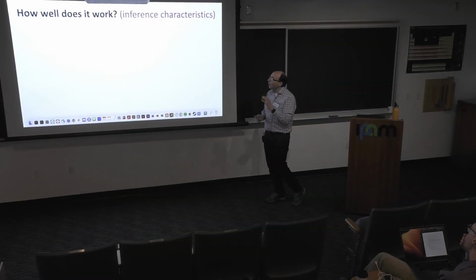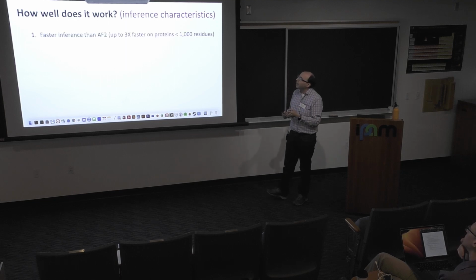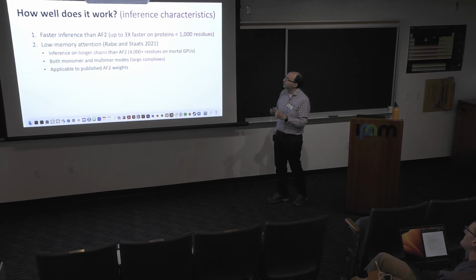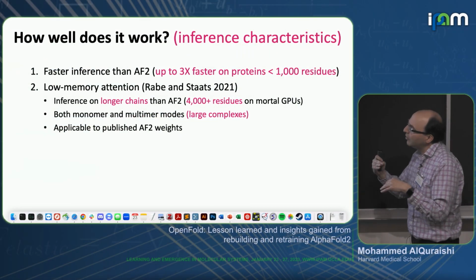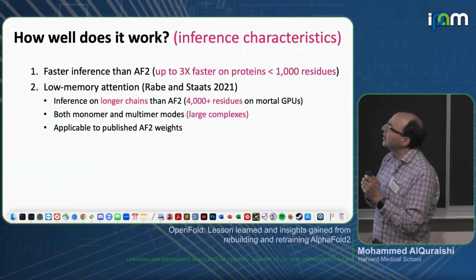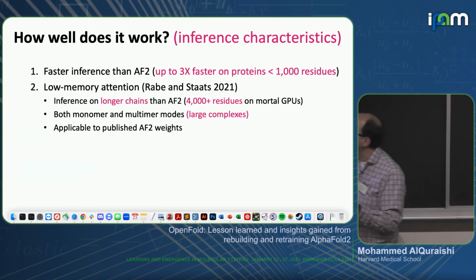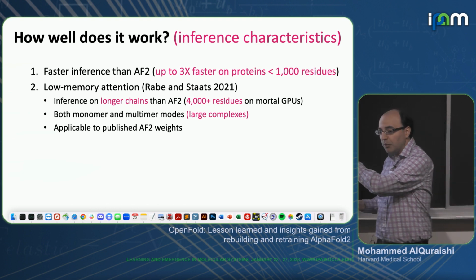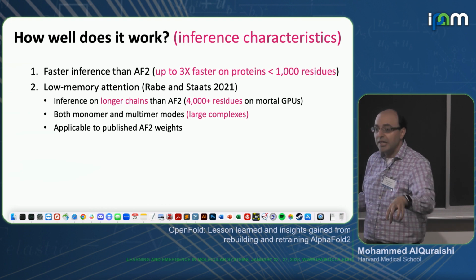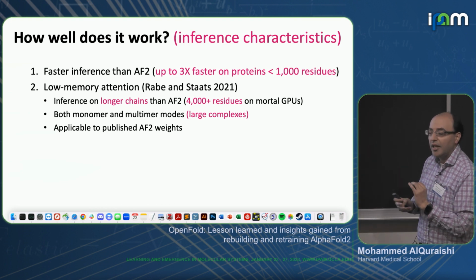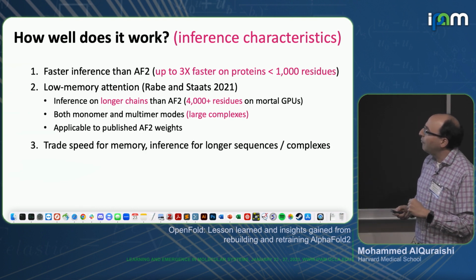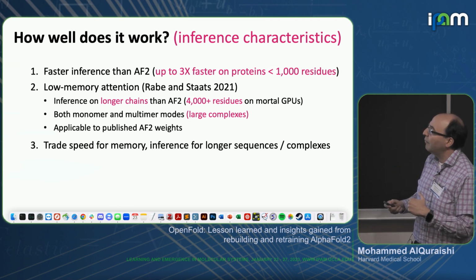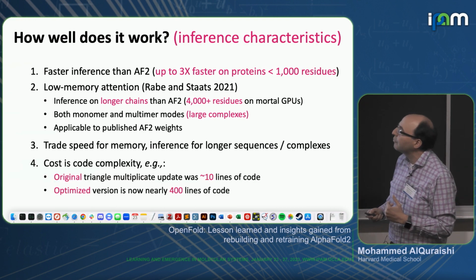Just in terms of how well it works, we also improve some of the inference characteristics. For somewhat short proteins, our implementation is about 3 times faster than AlphaFold, which is not insignificant. We also made it more memory efficient by re-implementing the attention mechanism, so we can handle much larger proteins on multiple GPUs, and larger complexes. This is incidentally applicable to the DeepMind weights. You could take the DeepMind weights and plug them into OpenFold, and that works. They're compatible, even though it's a completely different implementation. There's a trade-off between memory and speed, where you could wait longer but get larger complexes by shuttling between CPU and GPU memory.